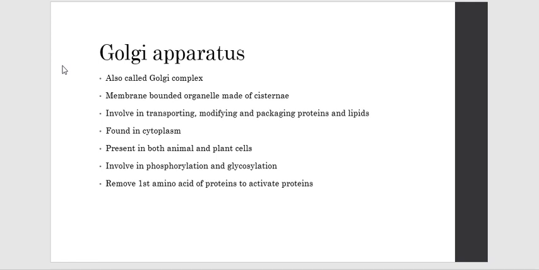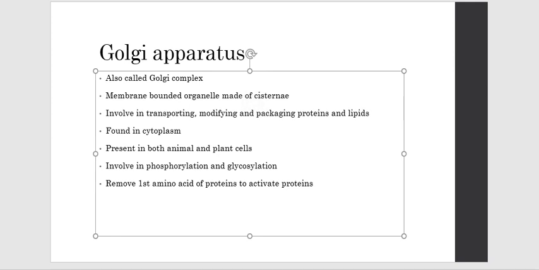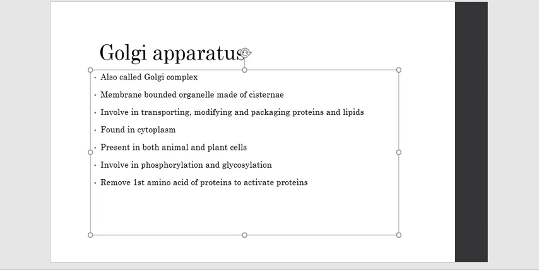Golgi apparatus. It is also known as Golgi complex. It is a membrane bounded organelle made up of the cisternae. It is involved in transporting, modifying, and packaging the proteins and the lipids.